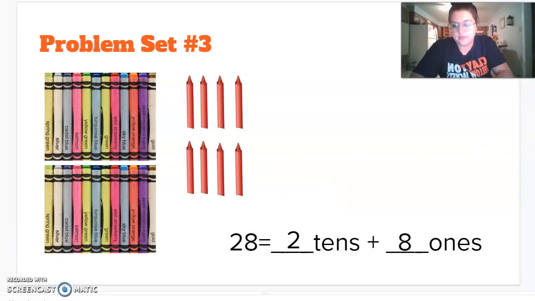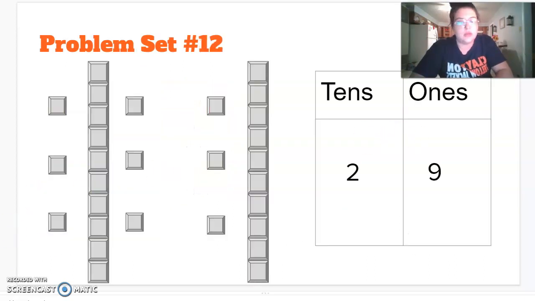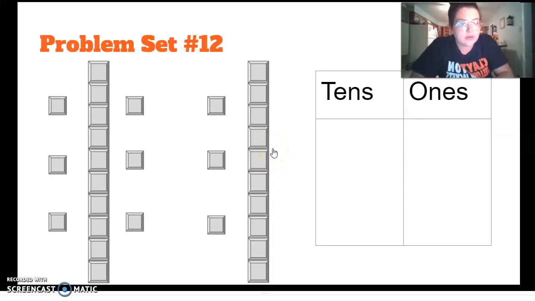Okay. Let's move on to our next problem. Problem number 12. Okay, this one's a little different. We're not writing tens and ones in an equation. We're writing tens and ones in a place value chart. Same concept, just a different format.